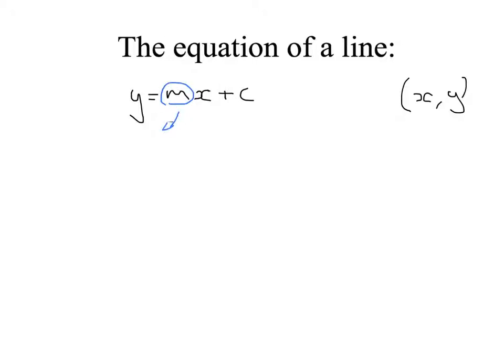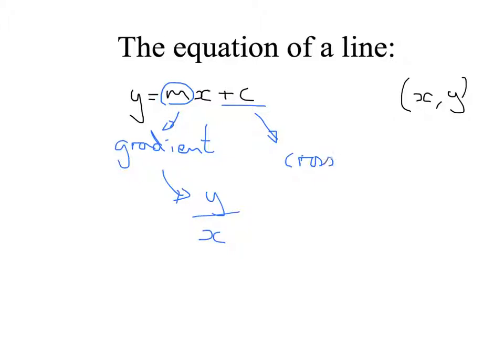So m is the gradient, and the gradient is the change in y over the change in x. And c is where it crosses the y-axis, sometimes called the y-intercept.